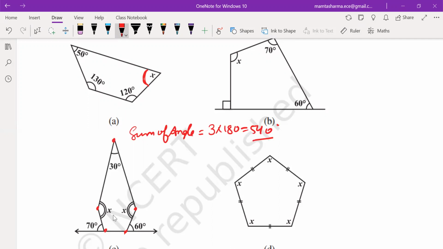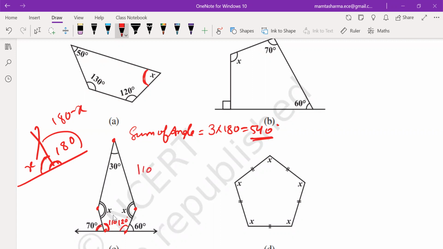Okay. Now see, this angle is given. This angle would be 180 minus 70, because on a line the total angle is 180 degrees. If this is x, this angle would be 180 minus x. So this angle would be 180 minus 70, that is 110, and this angle 180 minus 60, it will be 120. So now add all these angles and equate them to 540. 110 plus 120 plus 2x plus 30 equals 540. Now you solve it.